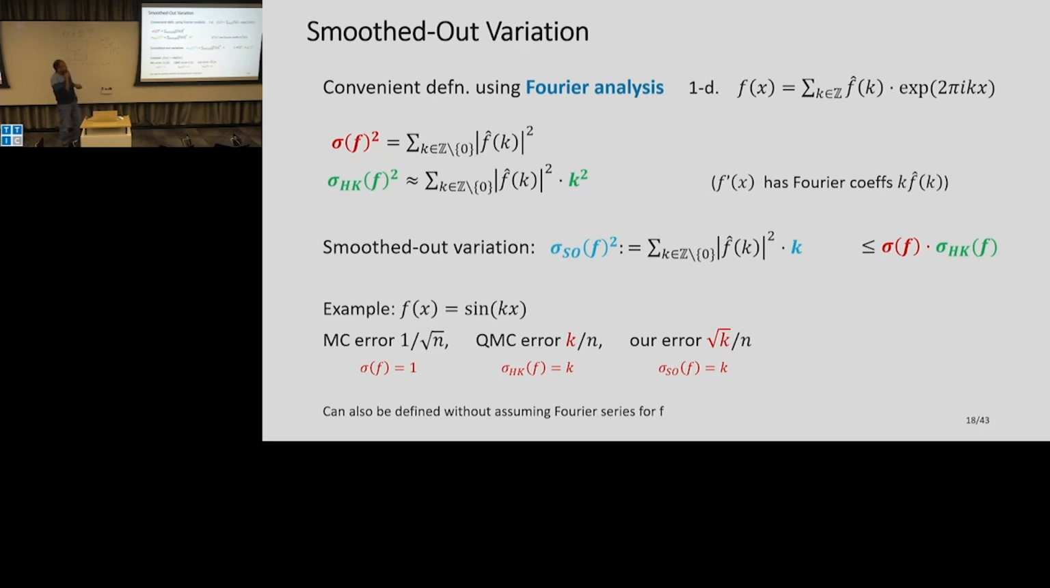Maybe a bit more pictorially, if I had this particular function, sine of kx, Monte Carlo would have given me 1 over root n error because the standard deviation is 1. QMC naively would give me roughly k over n error, and this thing will give root k over n. It improves the error. So that's one.